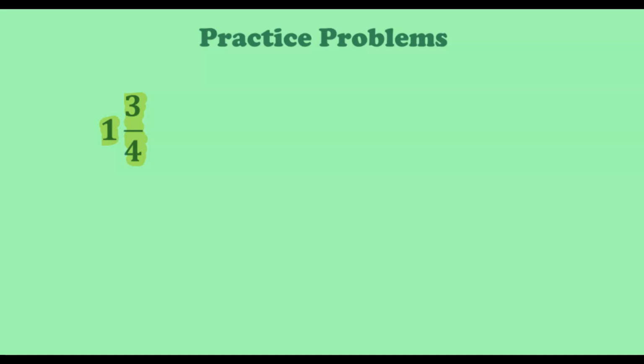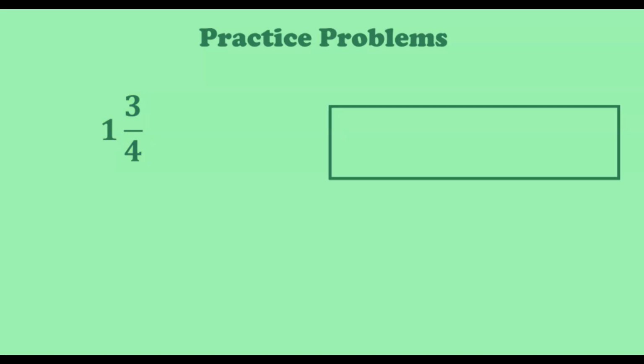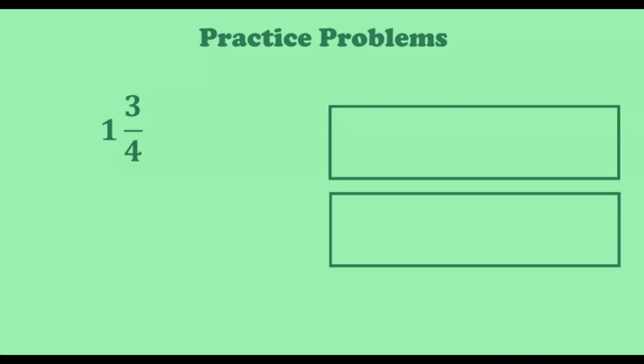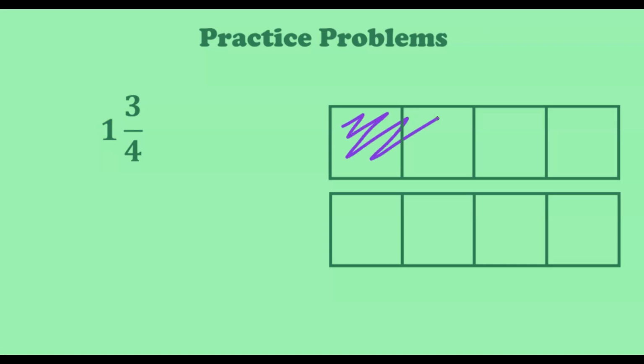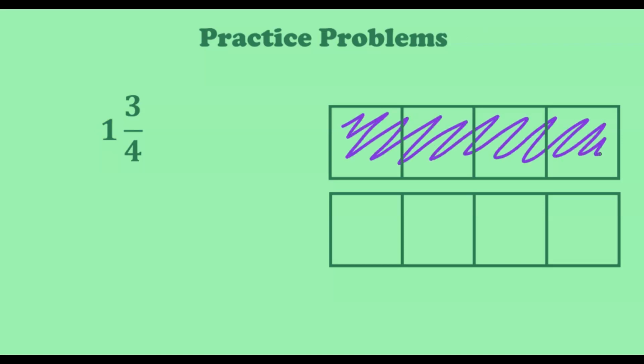So if we want to model this mixed number, we're going to have to use two rectangles. So let's do that. Let us consider two rectangles. And in the denominator of the proper fraction, we have 4. So what we're going to do is divide each rectangle into 4 equal parts. Now let us model the fraction. So first of all, we have 1. That means that we need to shade one entire rectangle. So let us do that. We shade this entire rectangle.